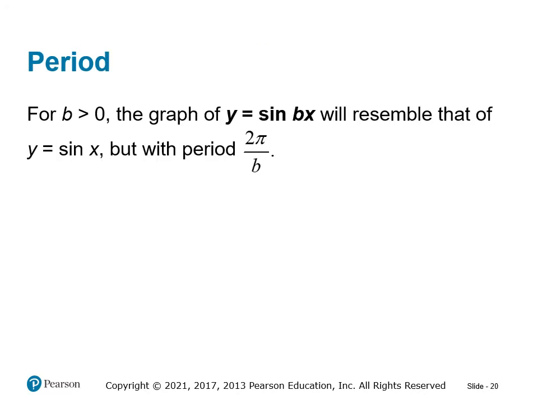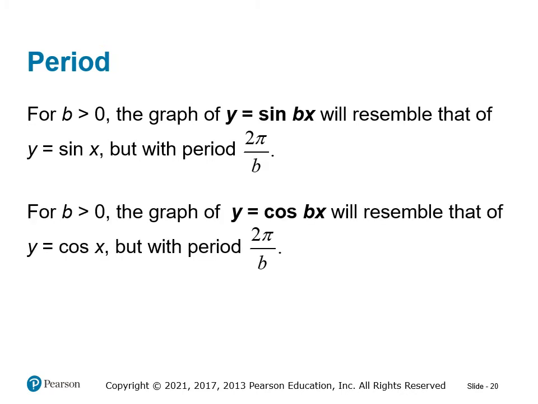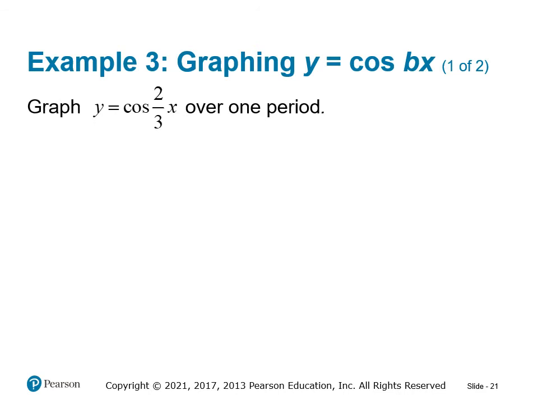So for b greater than 0, y equals sine bx will resemble the function y equals sine x, but with a period of 2 pi over b. Okay? For b greater than 0, this is the same with cosine. The period will be 2 pi over b. So let's graph cosine 2/3 x over 1 period.